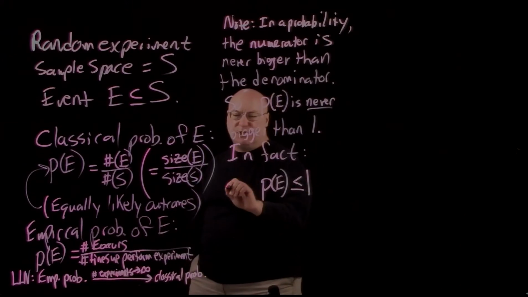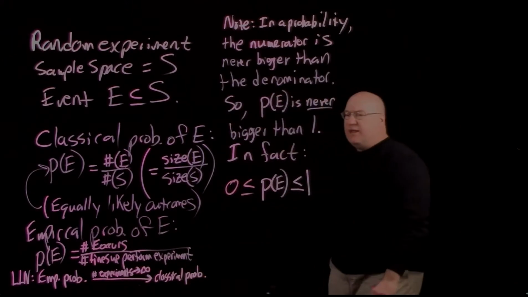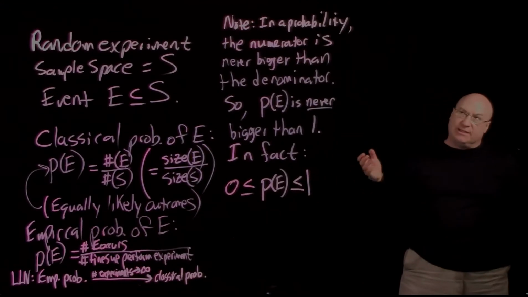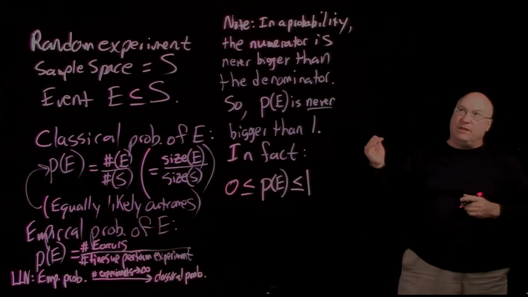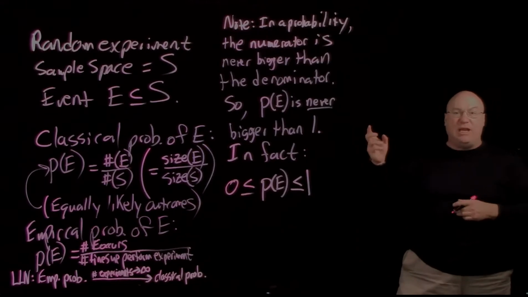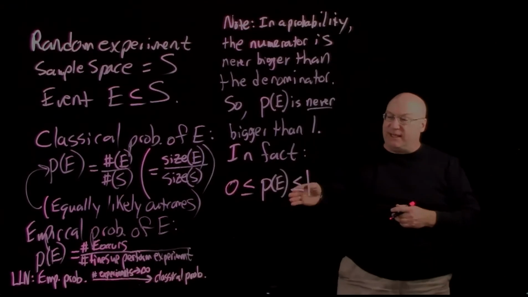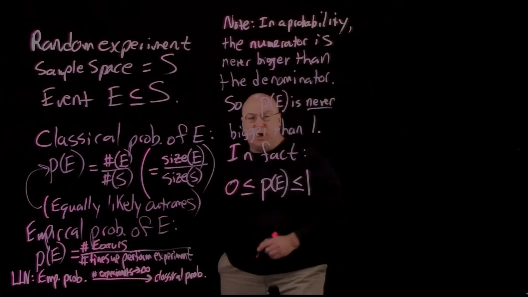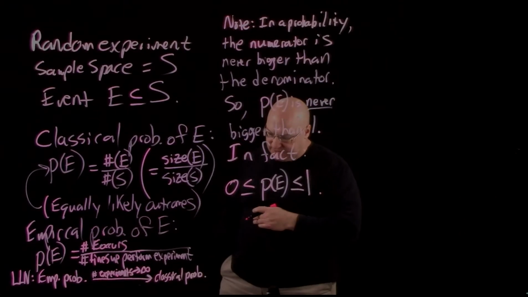So the way we can illustrate that is by saying that the probability of E is between 0 and 1. In fact, that's the way you might want to say it. The probability of an event is always between 0 and 1. The mathematically concise way of writing it is right there: 0 is less than or equal to the probability of E, which is less than or equal to 1. This is true for all events, anything you can think of.